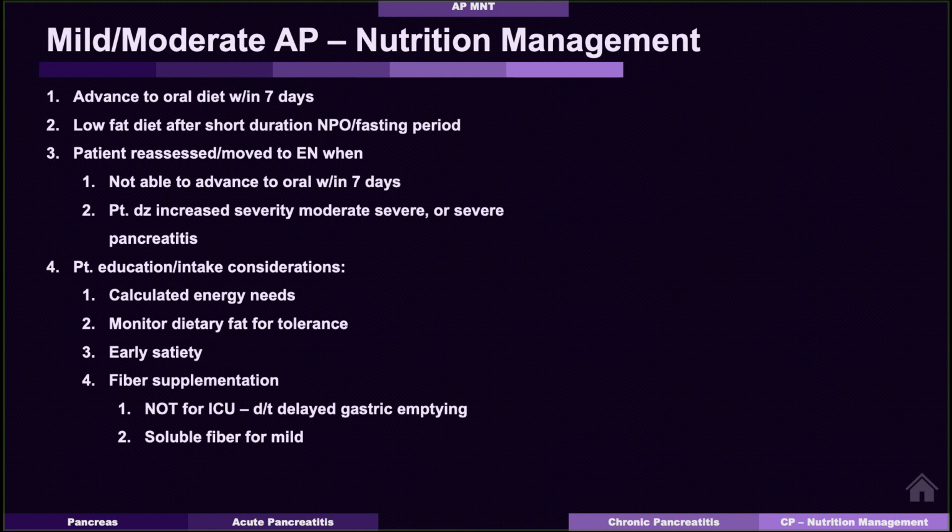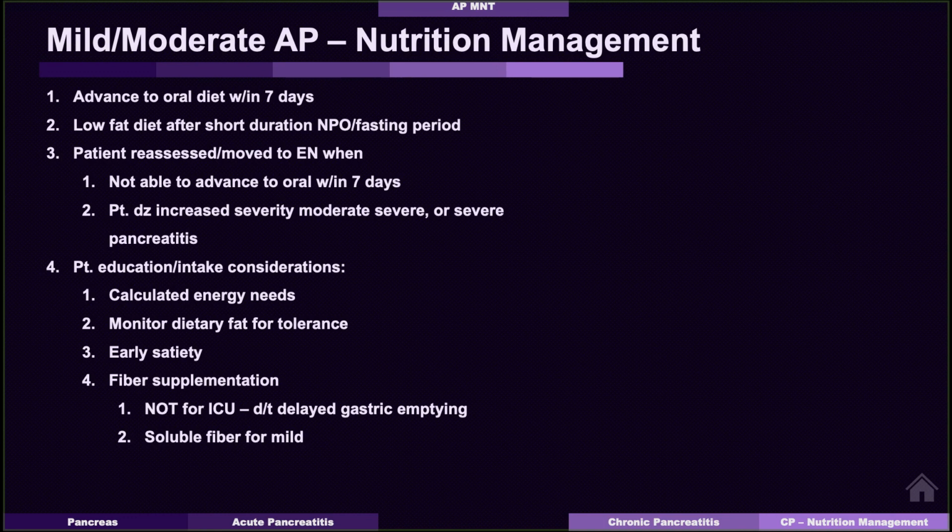Again, shorter the NPO as possible. Patient to be reassessed, and it's recommended to move them to enteral if they're not able to advance to oral within 7 days, or if their disease severity has gone from moderate to severe, or to severe pancreatitis.